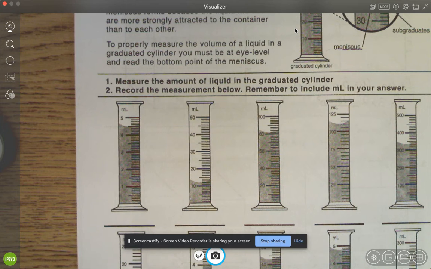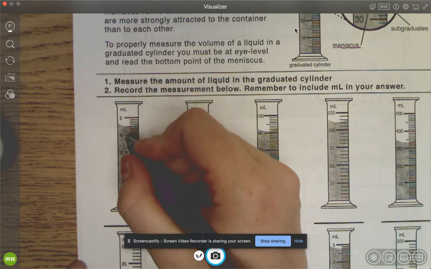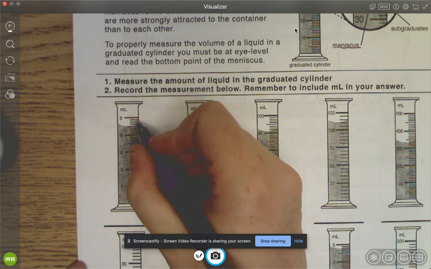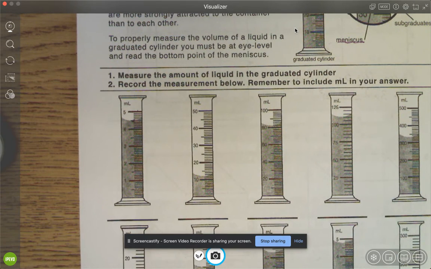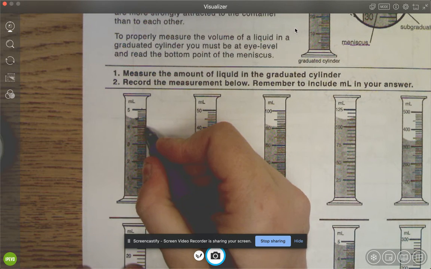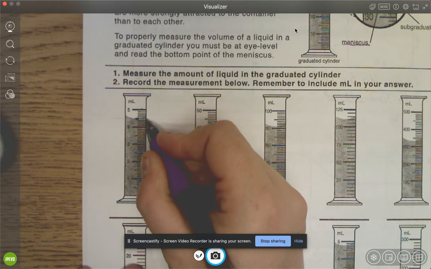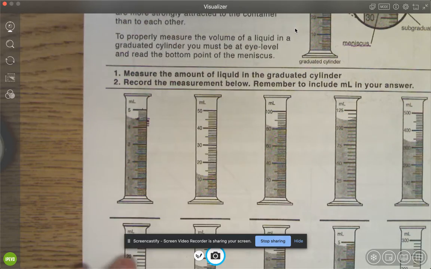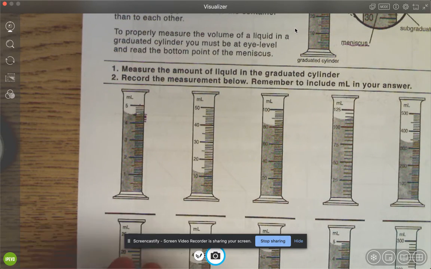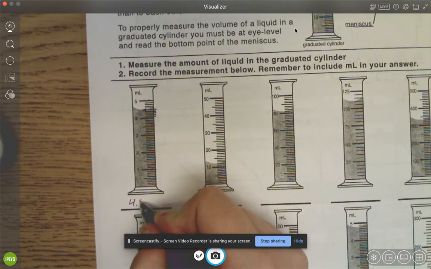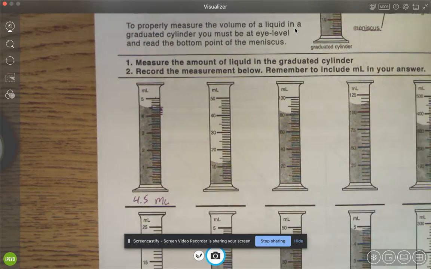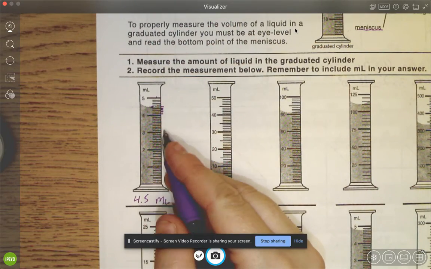So here we have 4 and 5. The meniscus falls right smack in the middle there, okay? So we got 4.1, 4.2, 4.3, 4.4, and 4.5. All right? So the measurement of this is going to be 4.5 milliliters. Excellent.